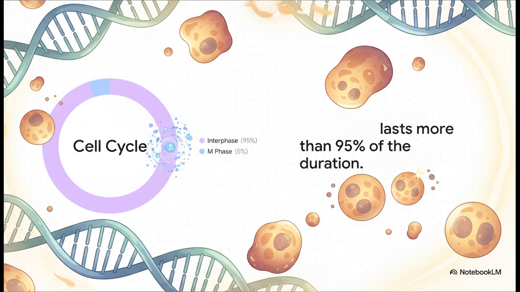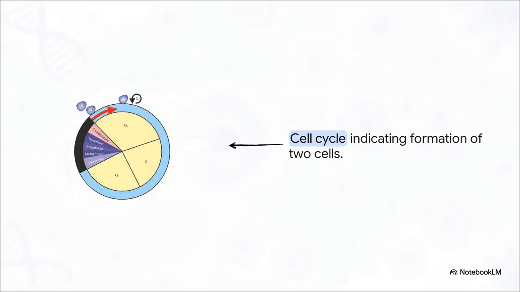Now, historically, this was called the resting phase, but honestly, it is anything but restful. The cell is intensely active here, gathering materials, synthesizing proteins, and most importantly, copying its genetic blueprints in a highly coordinated way. And you can clearly see how that continuous cycle of growth works here.